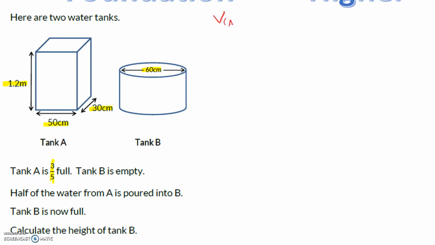So the volume of tank A, that's the volume of a cuboid. Got to know your formula. What's the volume of a cuboid? Well, it's length times width times height. Doesn't matter what you call those. It's one dimension times the other dimension times the third dimension. Okay, now here's the first common mistake. We could put 1.2 times 50 times 30.